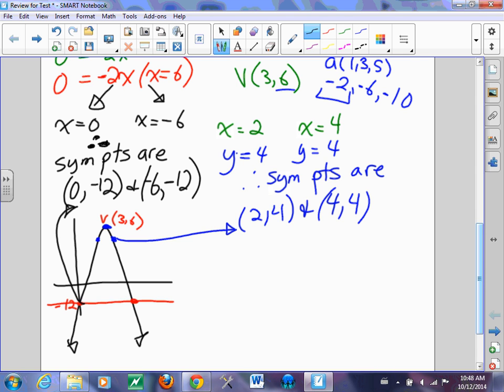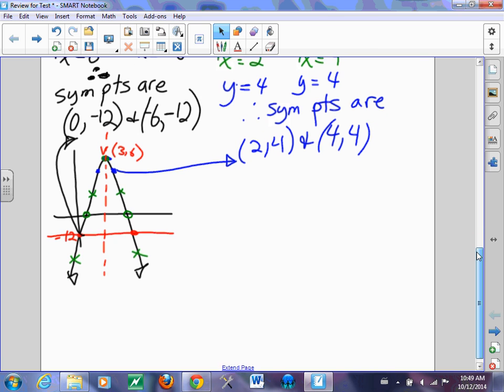Just a quick reminder that the vertex is the only point on a parabola that does not have an equivalent symmetry point. So you could find symmetry points all along here, including the zeros, folks. The zeros as well are symmetry points because they're equal distance from the axis of symmetry, which, just as a quick review, goes down the middle. That was a little bit long-winded, I know.